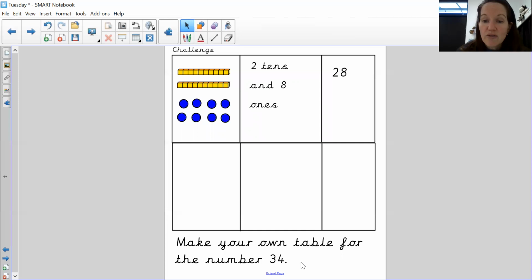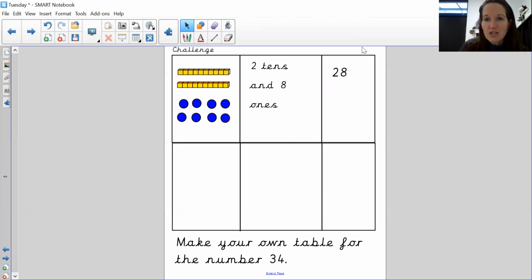Can you do that for the number 34? Can you write me the number 34? Can you tell me how many tens and how many ones? And then can you draw it? Now, if you did that one, make up your own and see how many numbers you can do. But try and keep your number close to 50 because we're looking at up to 50 today.